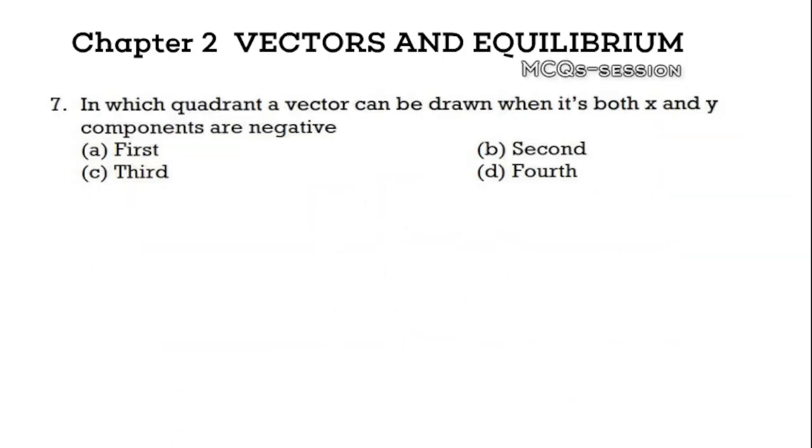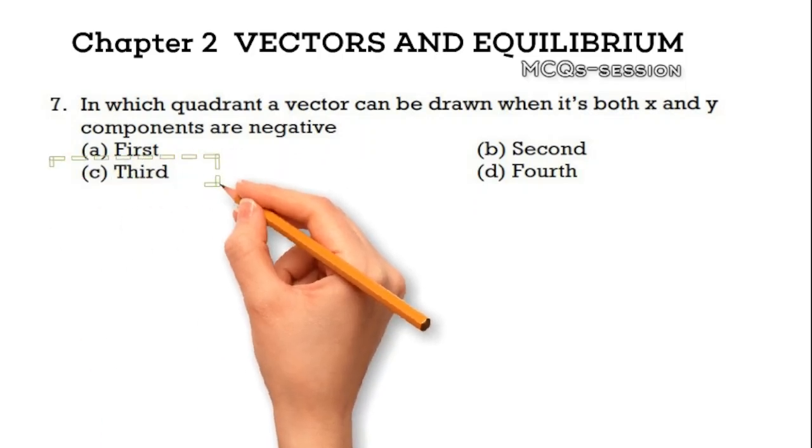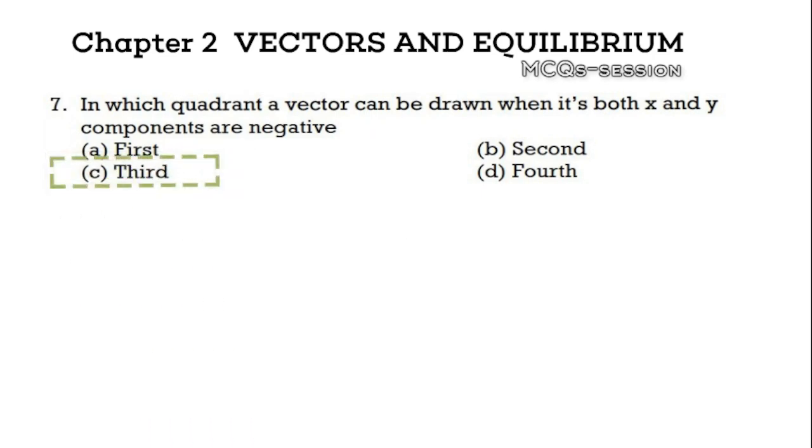Question 7. In which quadrant can a vector be drawn if both its x and y components are negative? Options: A. First, B. Second, C. Third, D. Fourth. Pause here and take your best guess. The correct answer is C. Third. Explanation: in the third quadrant, both the x and y coordinates of a point are negative, which makes it the correct quadrant for a vector with both components negative.